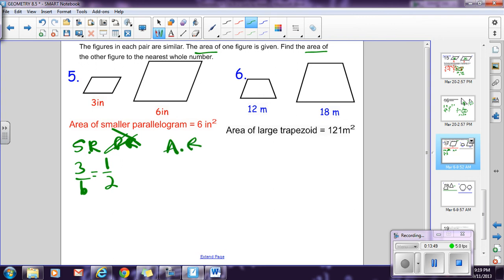Now, how do I get the area ratio? Well, remember, area is always squared. It's always to the second power. So I'm going to go ahead and square.